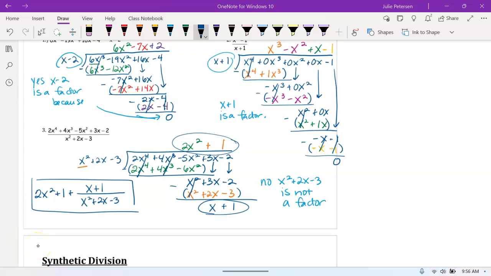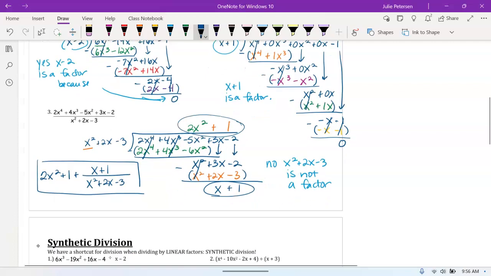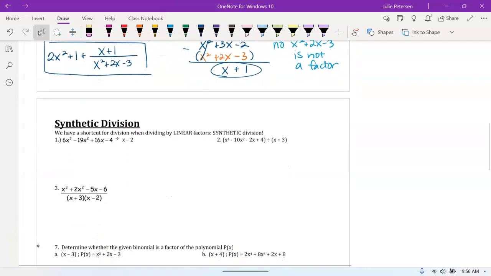Okay, so there's another way to do division besides long division. Long division has a name for a reason. It takes a long time. It's a long process. We do have an easier way to do it called synthetic division. But the key here is it only works when we have a linear binomial as a factor.